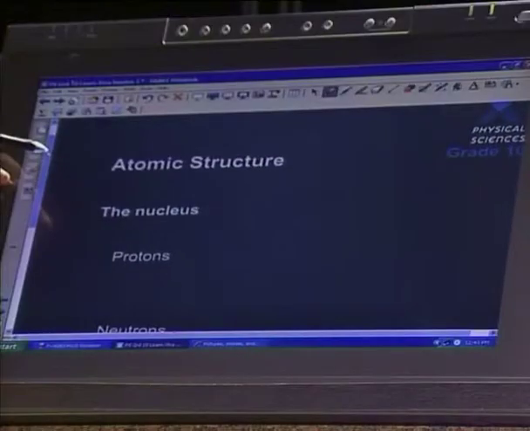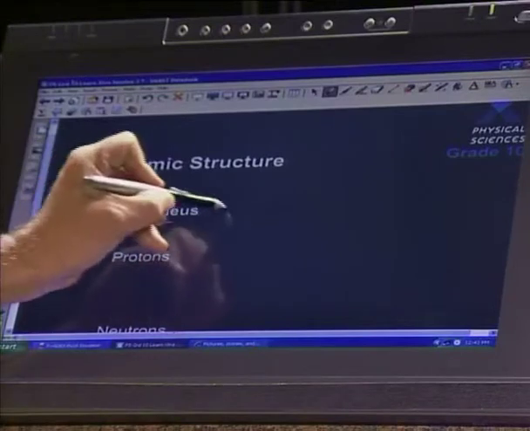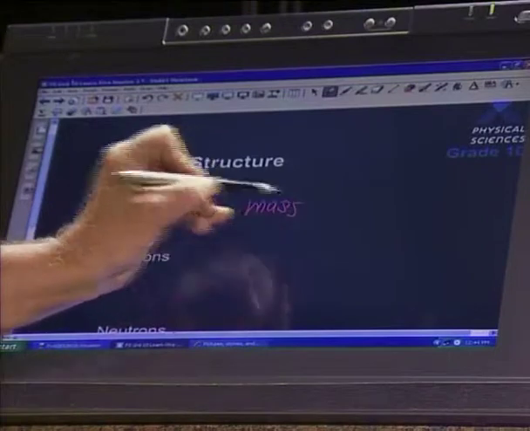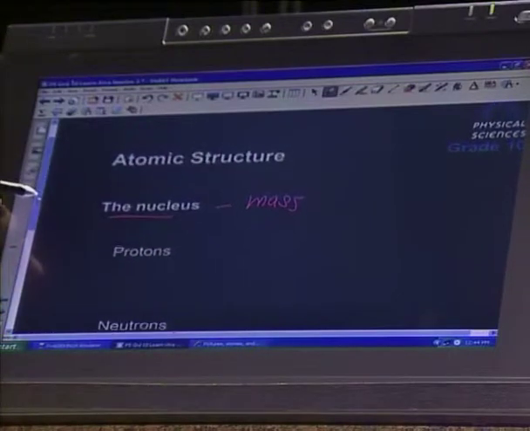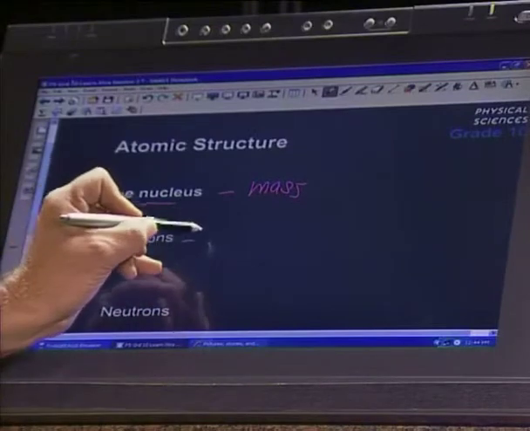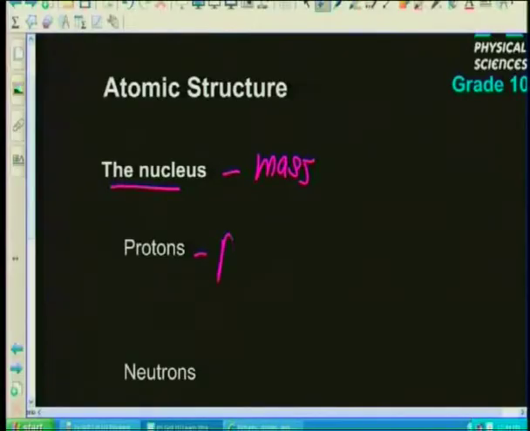So let's think about what we need to know from these models. The first thing that we're going to look at is, yes, the nucleus. And as I've said to you, this is where the mass is. And what we have in the nucleus, what we now know, is that we have some positive particles. These are called protons, and we give a symbol P+ to them.